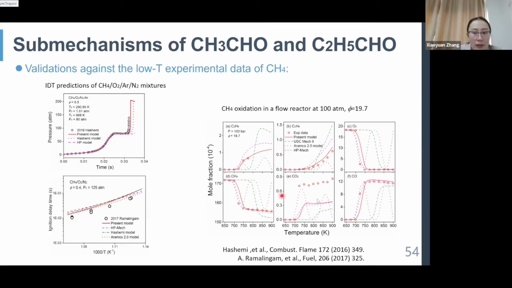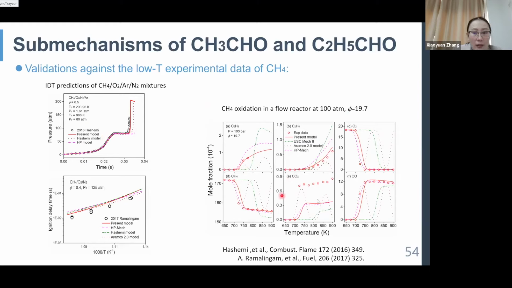And this slide presents the model validation against the experimental data of ethane. The experimental data are also from the literature. This is for the RCM ignition delay data, and this is for the flow reactor oxidation data at 100 bar.